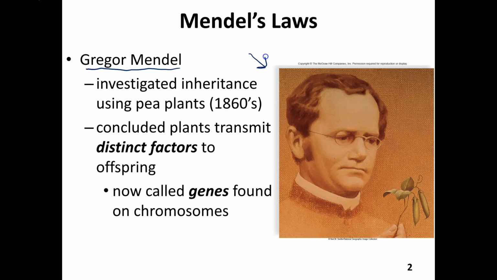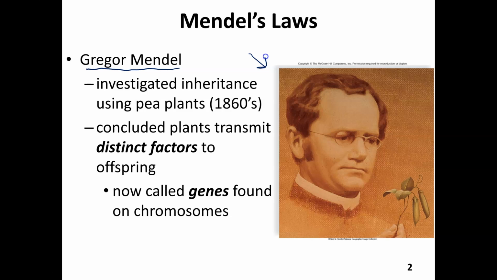And so he was investigating inheritance before we knew what DNA was. So this is early. But what he did in the 1800s was amazing because he didn't know what genes were. He didn't know that DNA was what was transmitted from parent to offspring. He didn't know any of that.